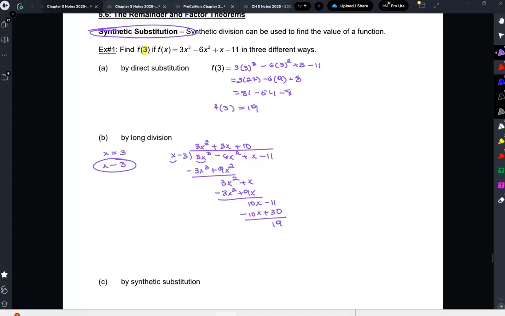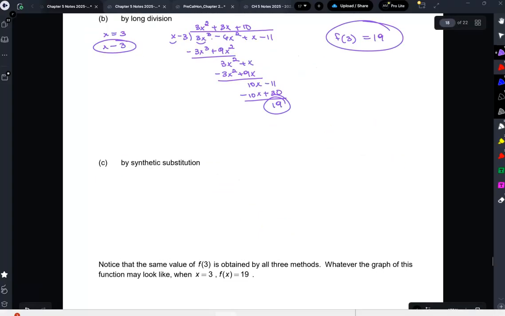Ooh! And it's 19. Look at that. The remainder is f of 3, right? So this remainder is f of 3. Oh my God. That is so cool, right? We'll talk about why in a minute. But so now you're like, okay, wait, if I could do it by long division, I could do it by synthetic division as well, correct? The answer to that is yes, yes, yes.